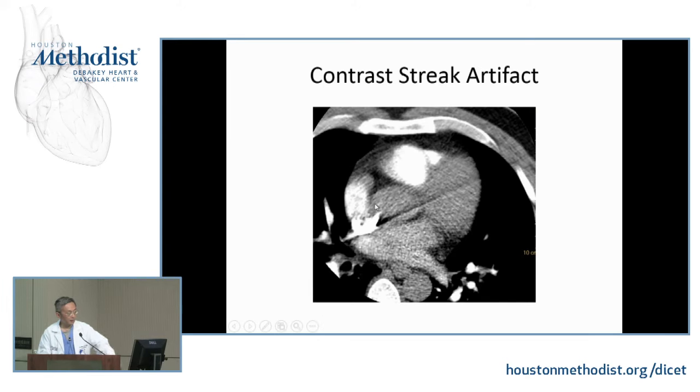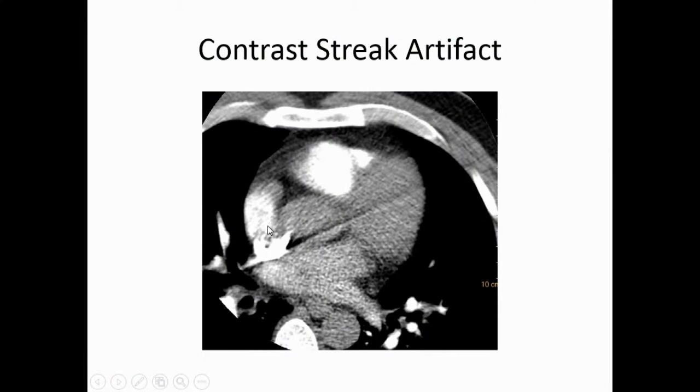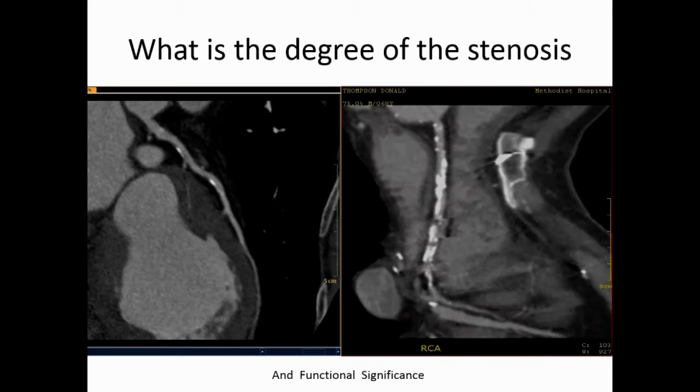And sometimes you can have this streak artifact coming from too much contrast, which you see all the time. Some remnant of contrast in the SVC causing streak artifact could interfere with your interpretation, especially of the bypass graft and right coronary arteries.